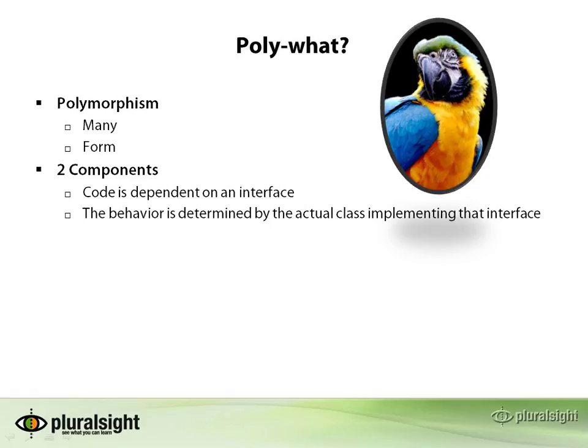So what that means is that when you actually use that code that's dependent on the interface, the methods that it's going to call, they're not preset. We don't know what they are. That code doesn't know what they are or what they're going to do. Instead, what happens is when that code runs, depending on what type is actually implementing that method or that interface, that's what's going to happen.